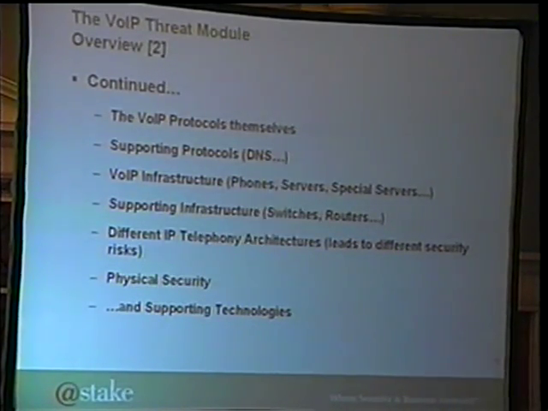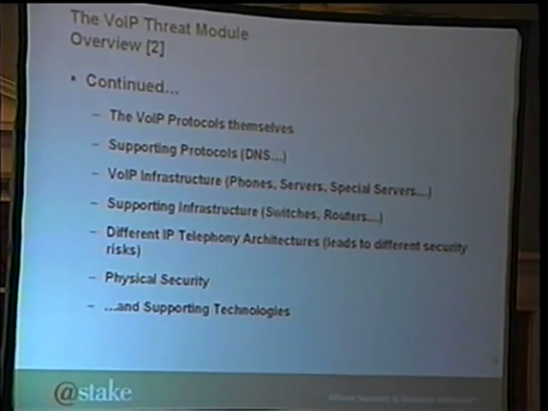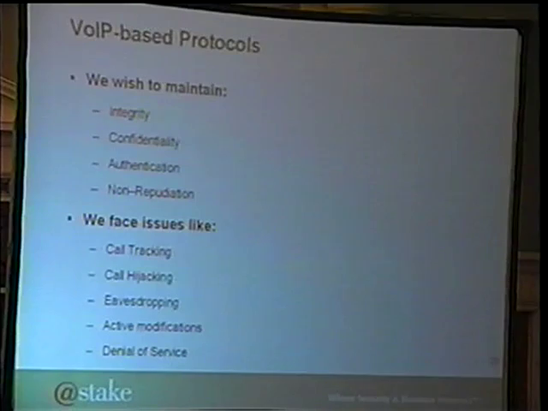We talked about the voice protocols themselves, supporting protocols, and the voice over IP infrastructure as well. I'm going to show some examples of phones and servers which were vulnerable to some issues in the past, or some still in the present. The supporting infrastructure is all IP stuff, so you get the same routers, same switches. It's all one big playground. The architectures themselves contribute highly to the amount of risk. We haven't even touched physical security and, of course, the other technologies we're using. So you see this huge amount of stuff that we can target that will affect the security of the voice over IP network.